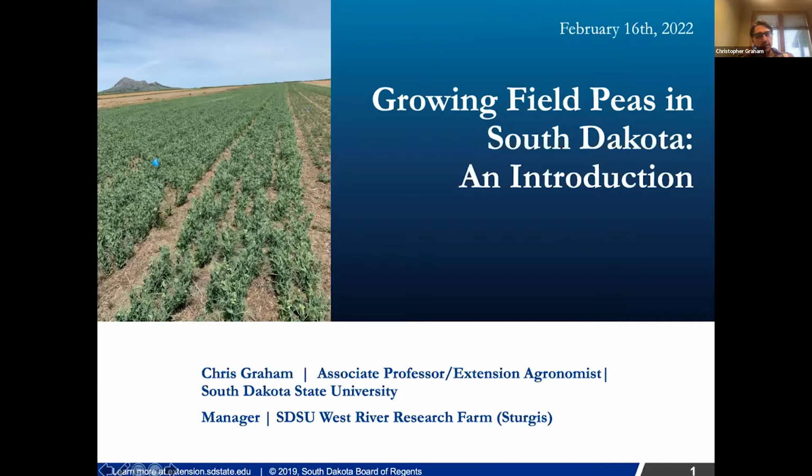Currently, I'm an associate professor and extension agronomist in the plant science department. But my larger role these days is manager of the West River Research Farm, which we opened a few years back. It's based just east of Sturgis, near the Buffalo Chip Campground, if you're familiar with that. This picture on the left shows one of our fields there with some field peas early in the growing season, and you can see Bear Butte in the background. So that's where we're situated.